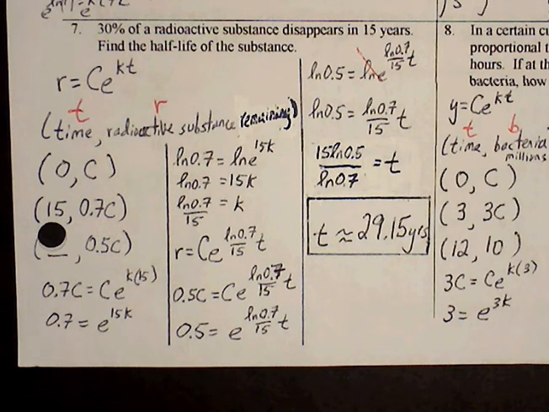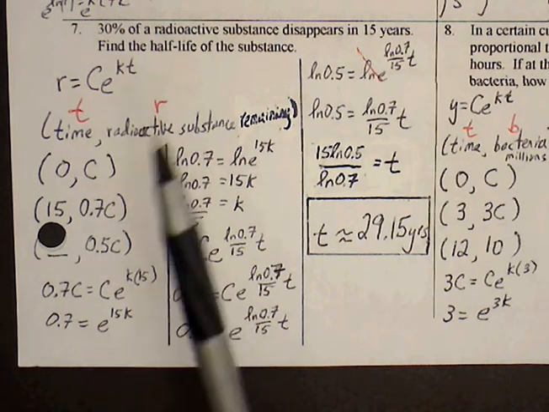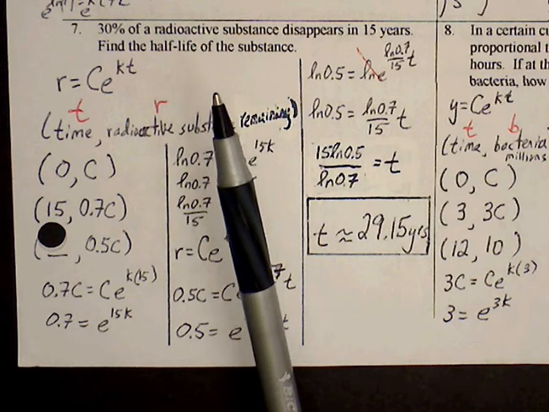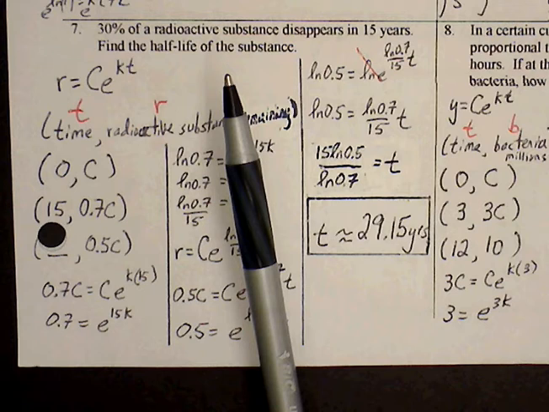Okay, we're going to finish up on quiz review 6.2, 6.3. Let's look at number 7. 30% of a radioactive substance disappears in 15 years. Find the half-life of the substance.